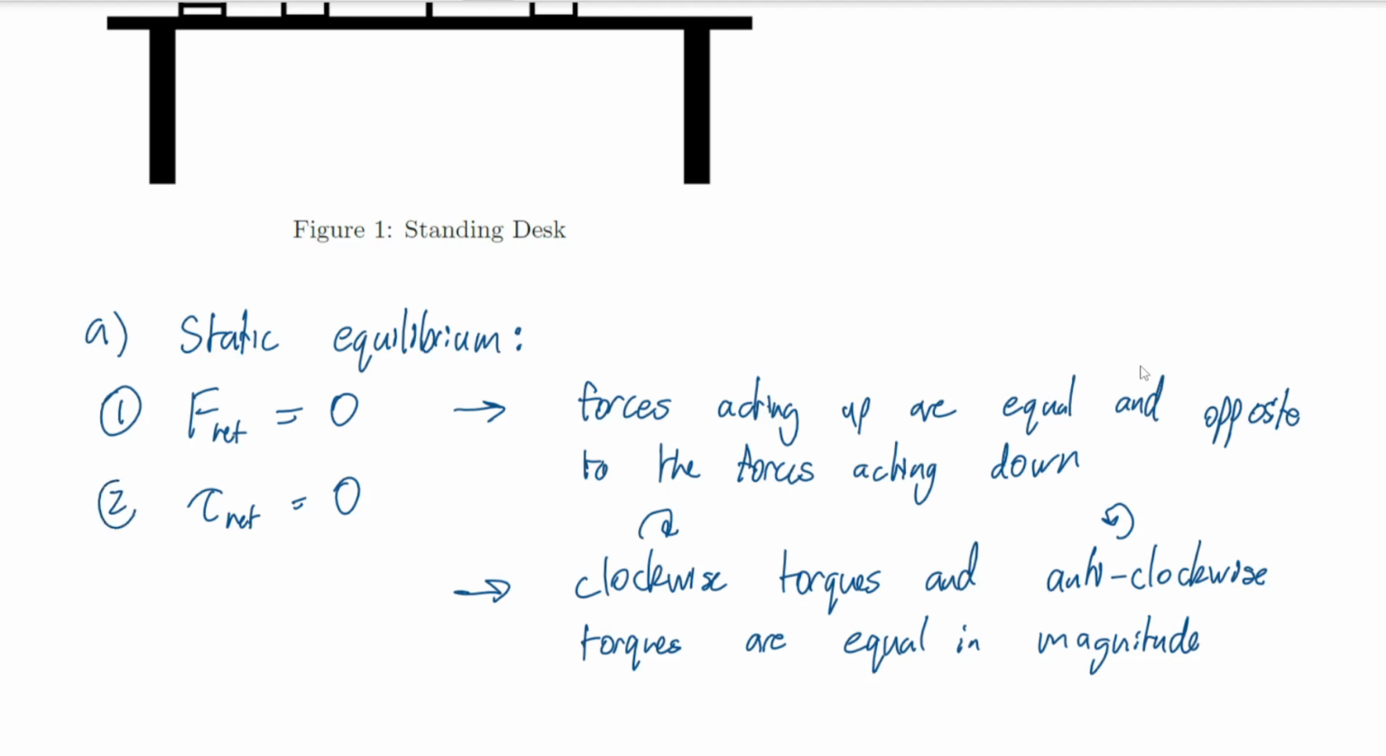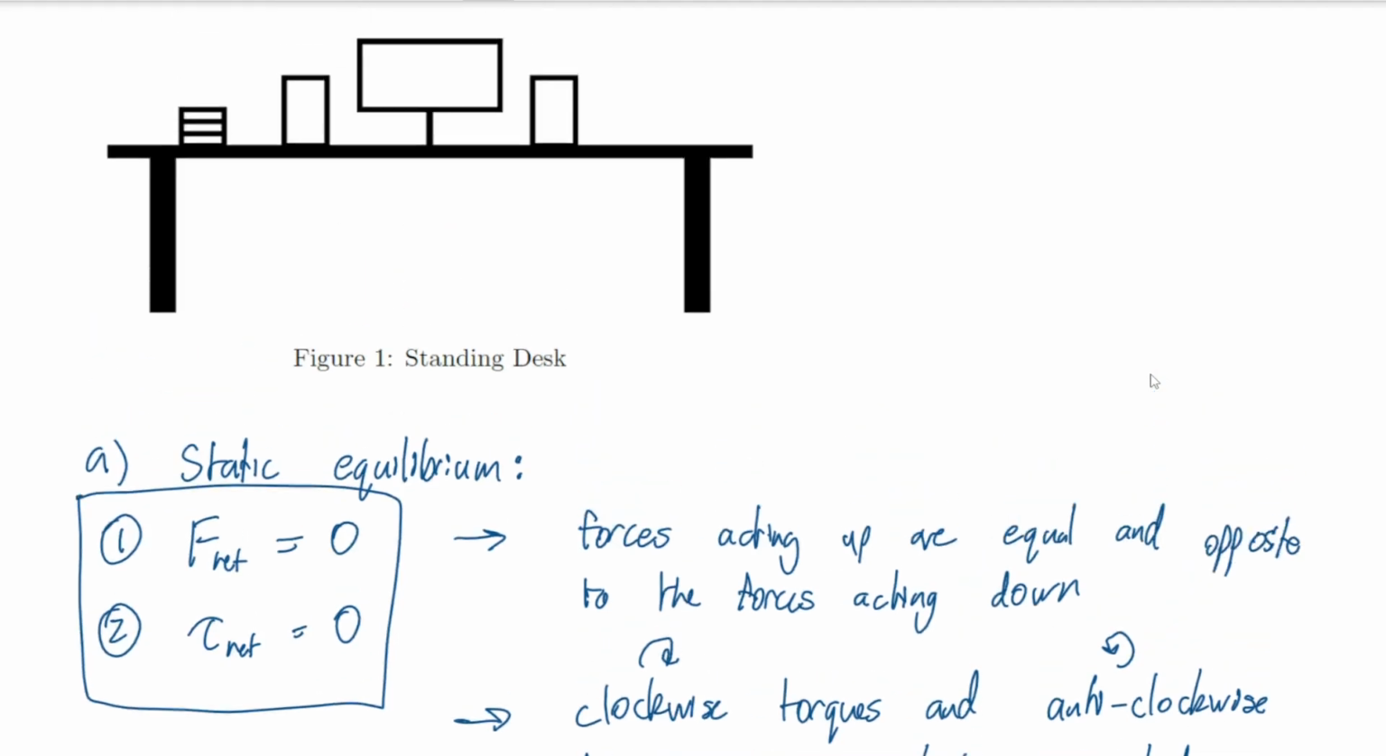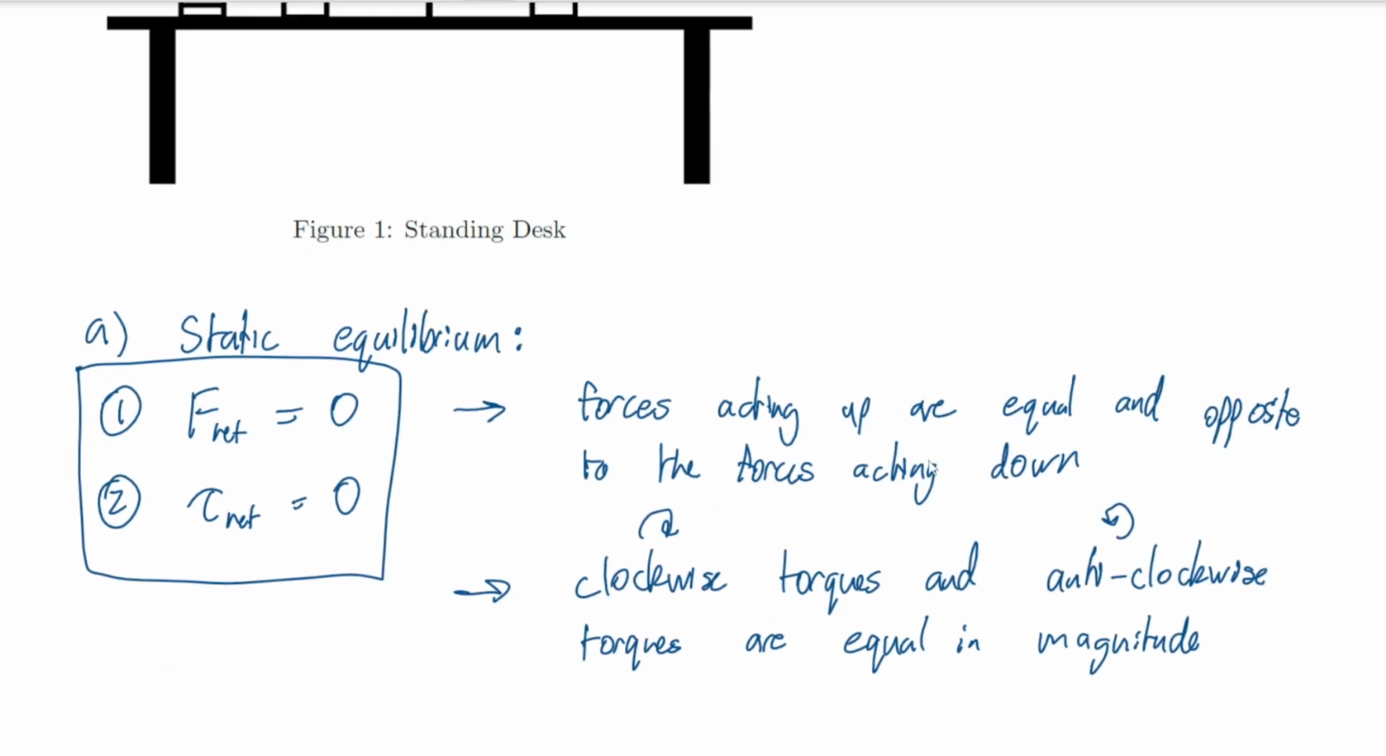However, to answer this question, all you need are these 2 statements here. Right? The linear forces add up to 0, F net equals 0, and the rotational forces add up to 0, the torque adds up to 0. Cool, so that is static equilibrium.